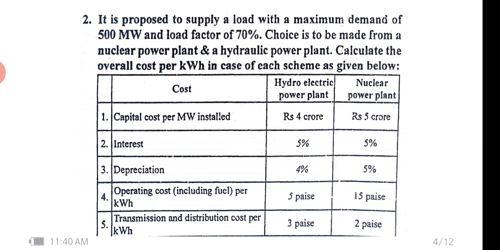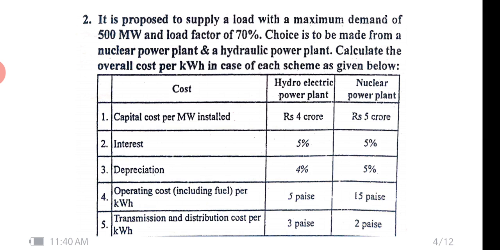In our house we don't do this depreciation, but industries where they buy the equipment, machinery and all, they have a depreciation fund, so that after the useful life of the equipment, they have enough corpus, enough funds, so that they can buy a new plant. This is about depreciation. Next is operating cost, including fuel. See, what does operating cost mean? Now to generate this power from nuclear power or hydropower, you have to spend on fuel.